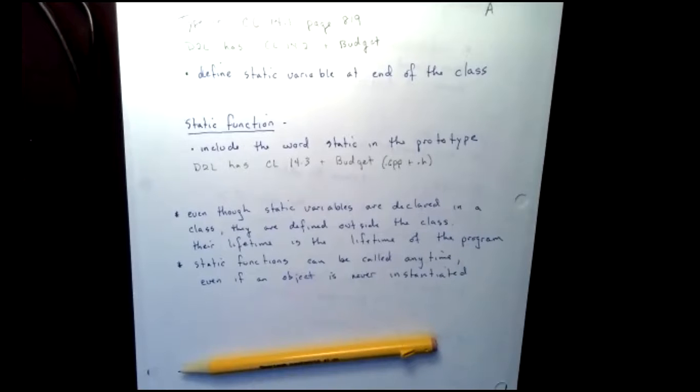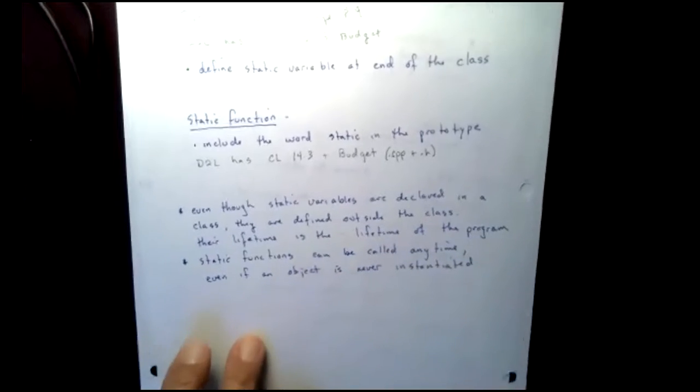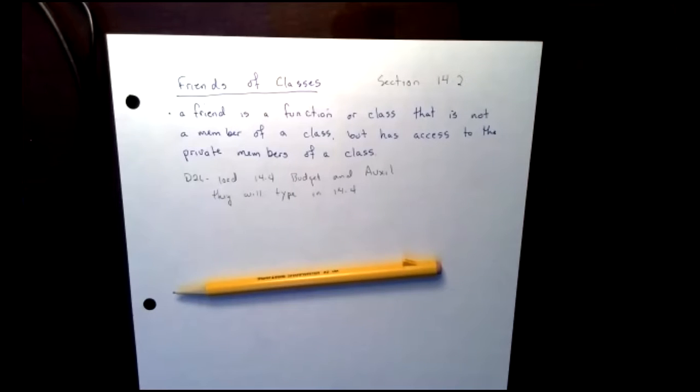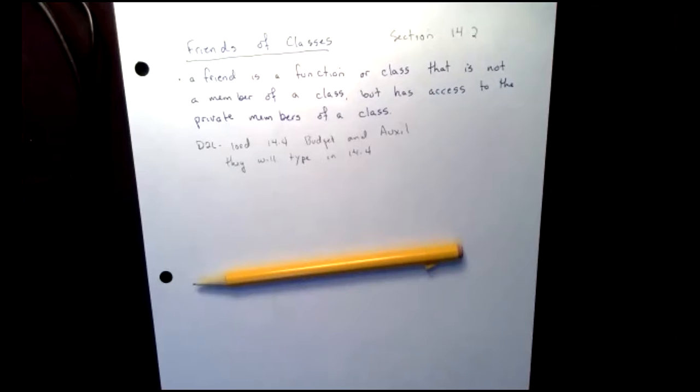Okay, on D2L, you have one more set of programs. If you want to go load them up, D2L, load up 14.4 budget and auxiliary. And then I need you to type up 14.4, which is in the book. That's on page 827. What we're going to be talking about with this program is a friend of a class.